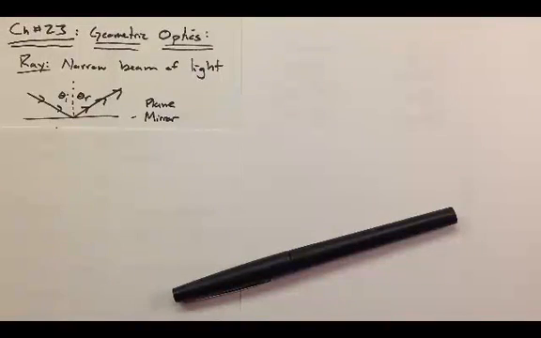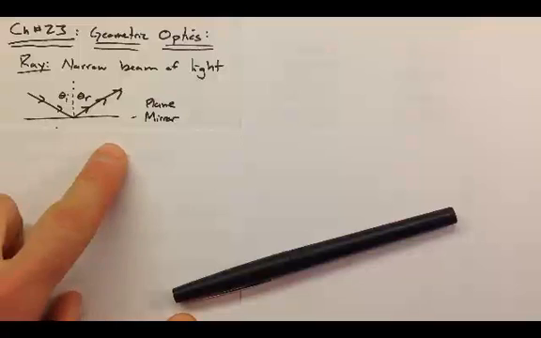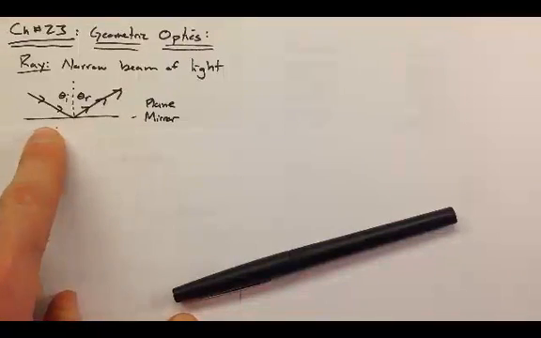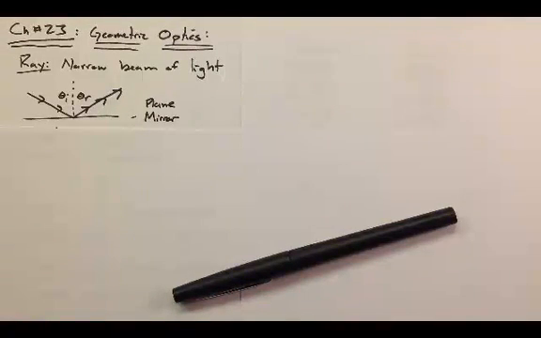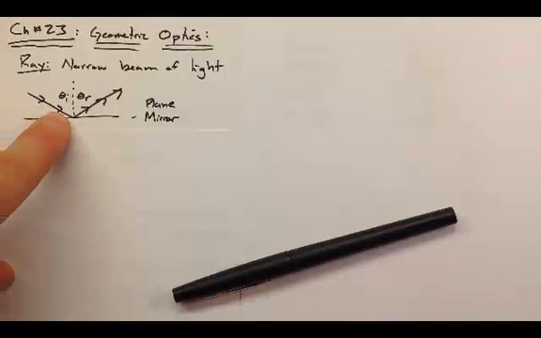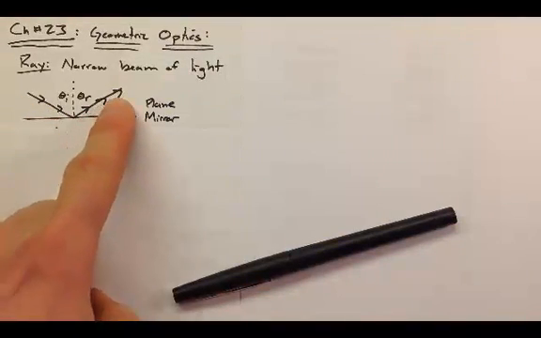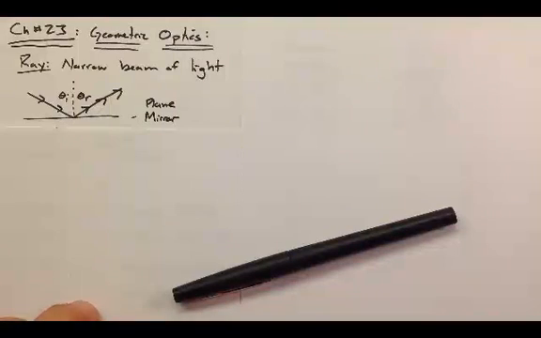And off any object, there's thousands of rays of light bouncing off of them. But we're usually only interested in a few of those rays of light because those few rays of light can tell us what's going on with the rest of the light. So for instance, here I have a plane mirror, just a regular flat mirror like maybe you have in your bathroom or something like that. And here I've drawn a ray of light and it's reflecting off of the plane mirror.